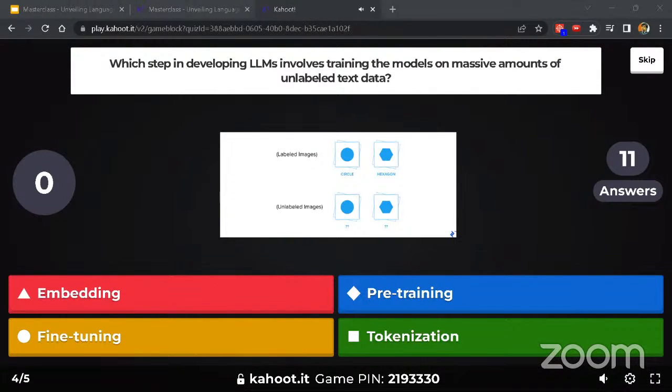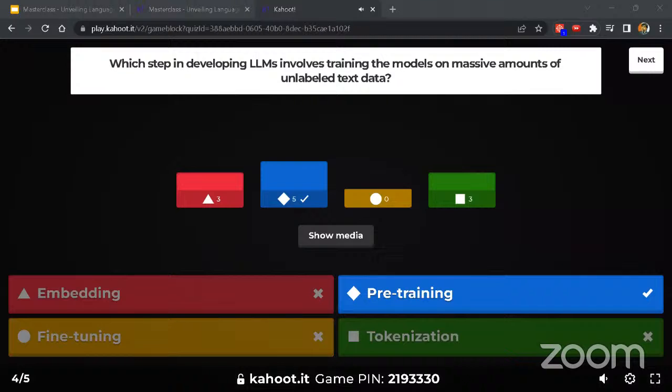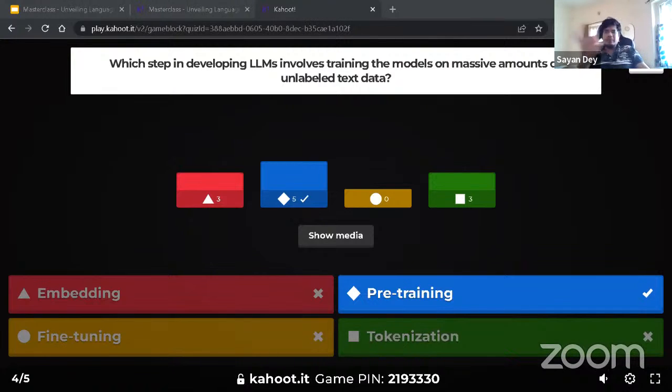Okay. Pre-training. So tokenization is different, fine-tuning embedding is different. I think it's again a little tricky, and the term is a little debatable and ambiguous. I think we can take this one. It's a little ambiguous question.